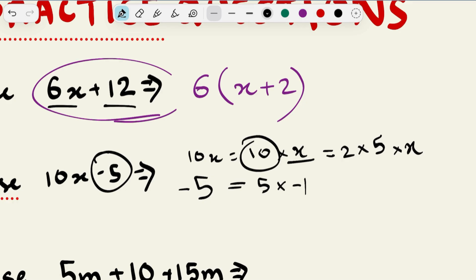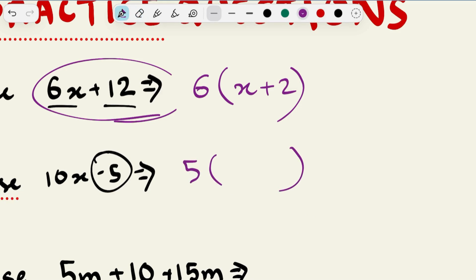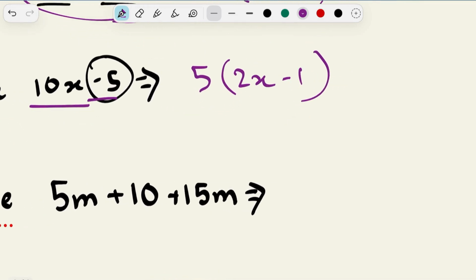So now we're going to look at the common factors over here, and obviously there's only one, which is 5. So the HCF over here is equal to 5. Now remember that the HCF is 5, and now we can write out 5, and then we have some numbers in the bracket. So we're trying to make 10x minus 5. To make 10x, we need to multiply 5 by 2x. To make minus 5, we need to multiply 5 by minus 1. And that is the factorized version of 10x minus 5.